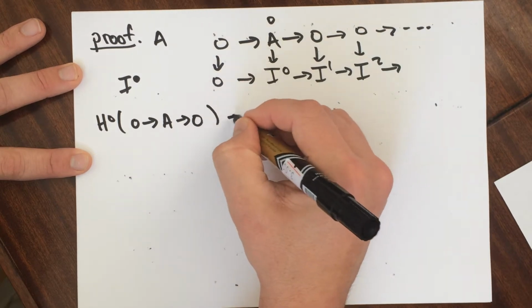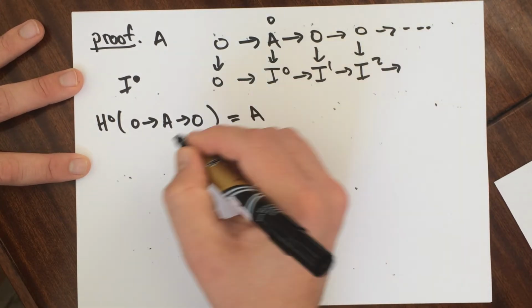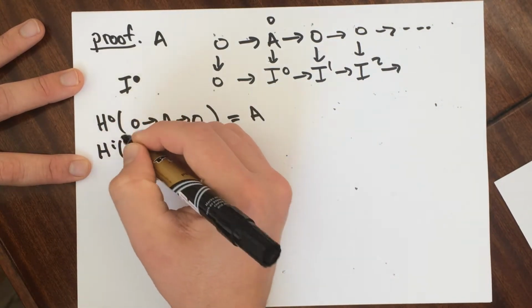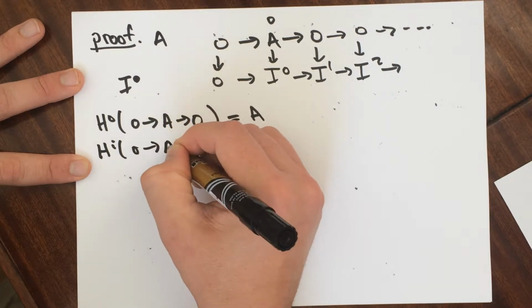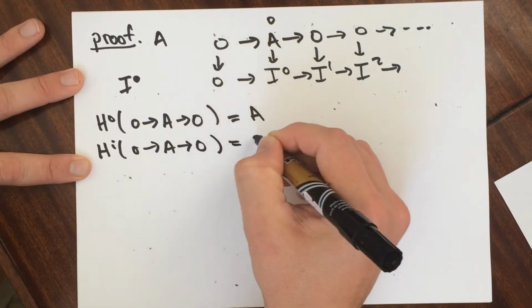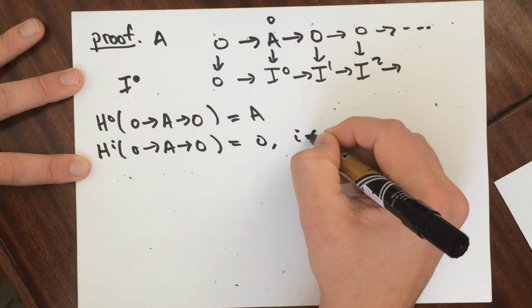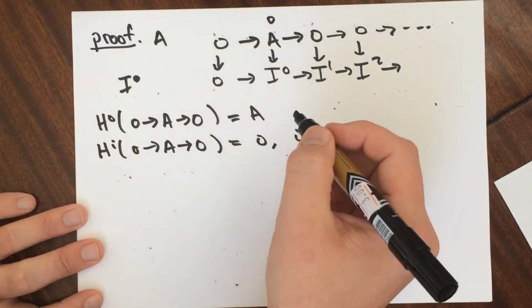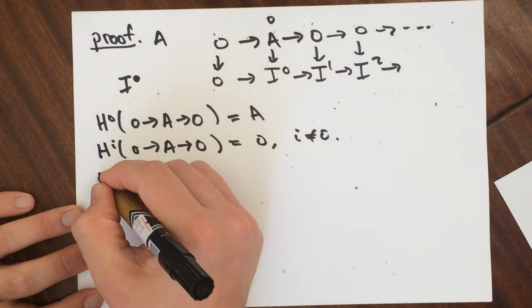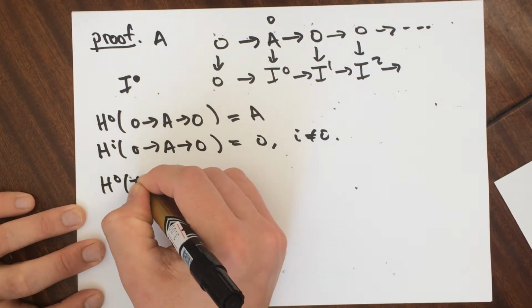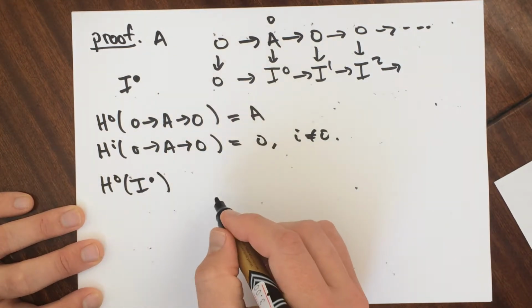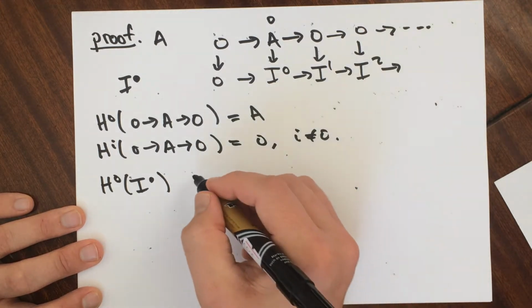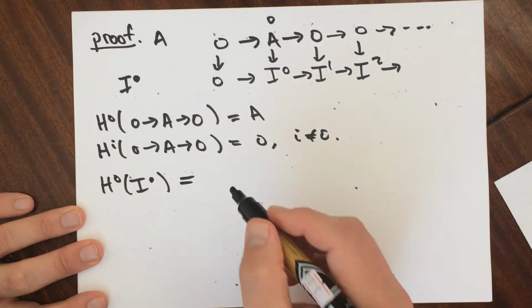This complex here is easy to compute. It is just A in degree 0, and H^i of it is 0 for i not equal to 0. So this is the computation of the first thing. The second computation, H0 of I bullet, is the trickiest one, but it's not so bad.